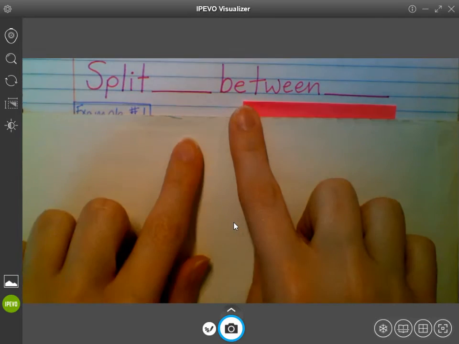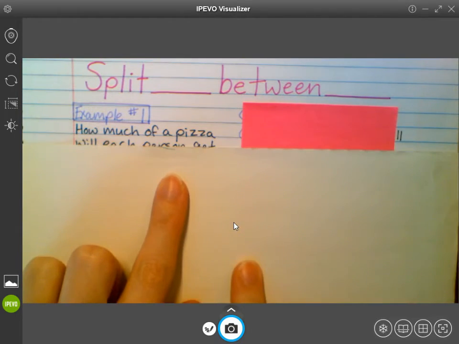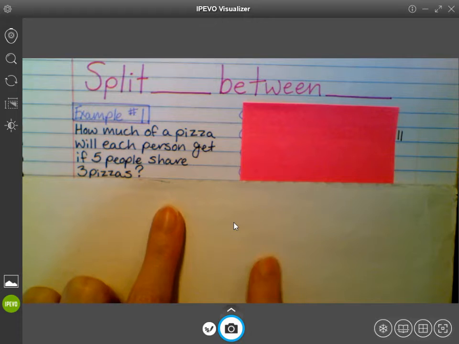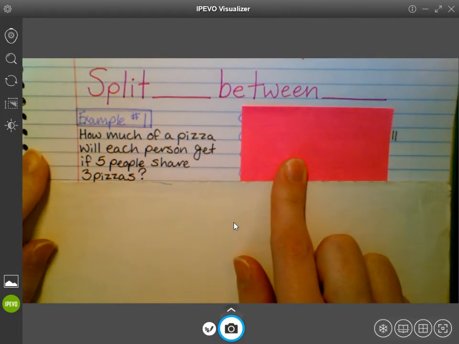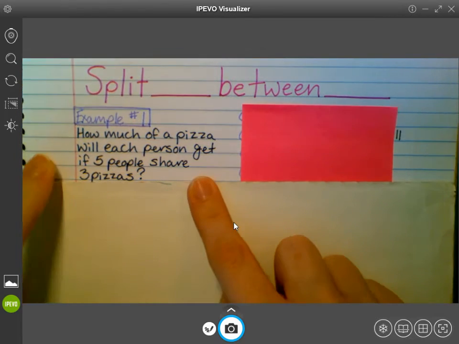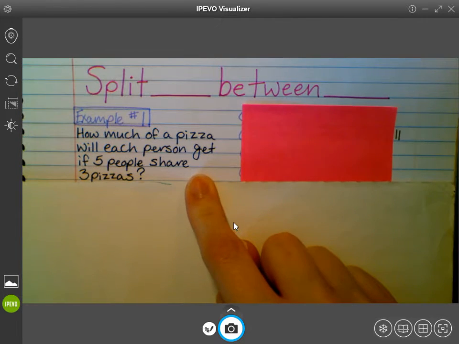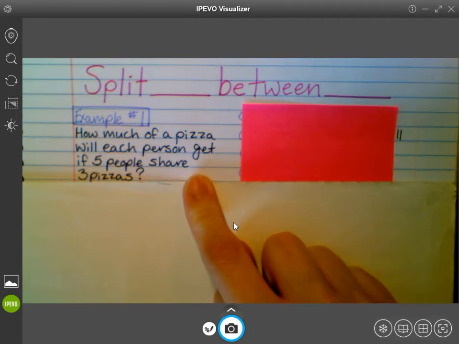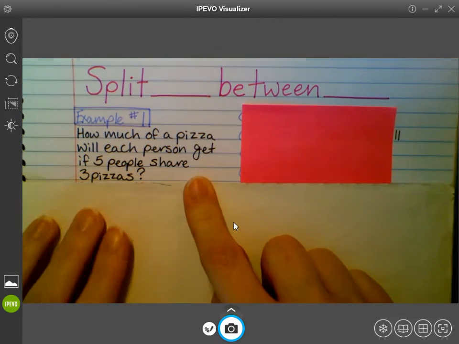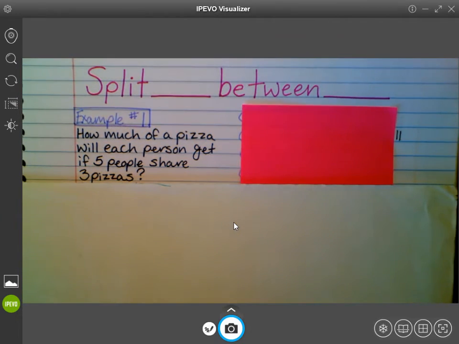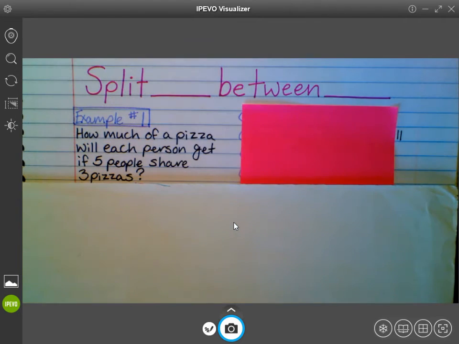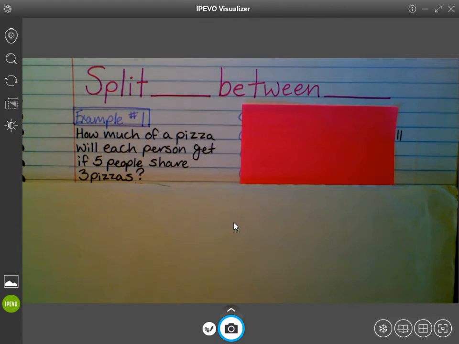Okay. So I want you to split your page in half a little bit. On one side, we're going to have example 1. On the second side, we're going to have example 2. So example 1 says, how much of a pizza will each person get if 5 people share 3 pizzas? So just write this down for now. Give me a thumbs up when you have this written down. Then I'm going to tell you what we're doing with it.